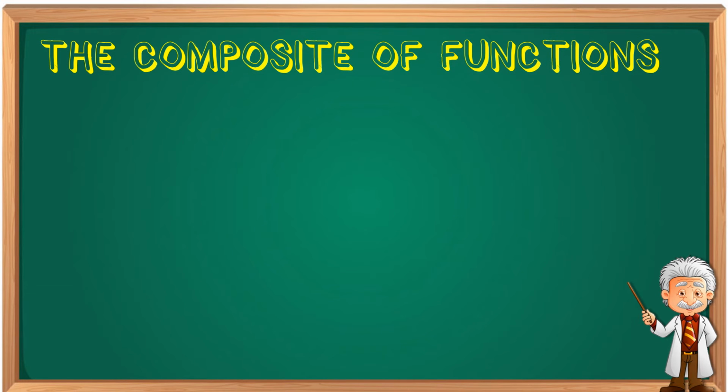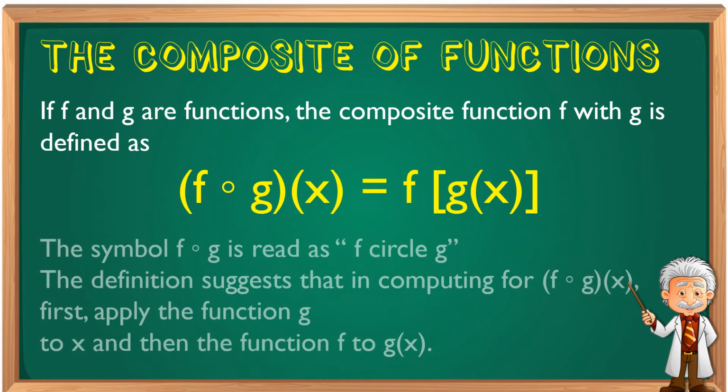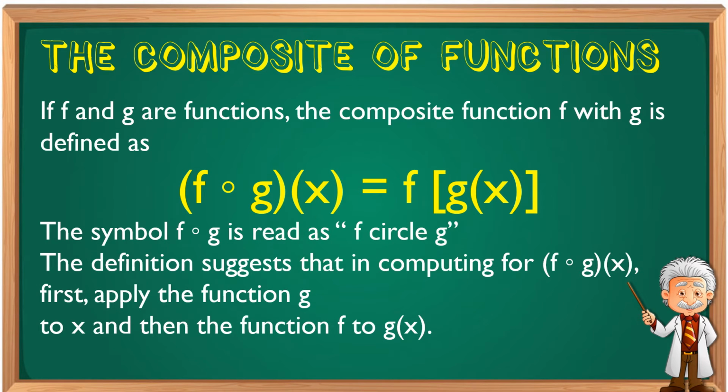For our last definition is the composite of functions. If f and g are functions, the composite function f with g is defined as this symbol. The symbol f circle g is read as f circle g. The definition suggests that in computing for f circle g of x, first apply the function g to x and then the function f to g of x. So for more explanation and for further understanding, you have to watch for the examples.